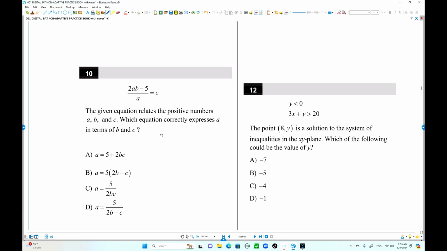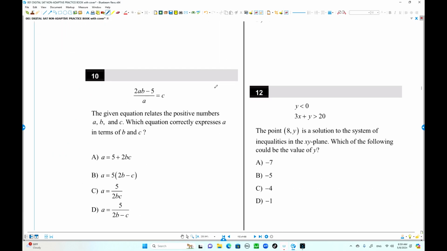Here is number 10. That is a formula, okay? Literal equations. So we're going to express y in terms of b and c. First, we can check it out where is the a. Here is the a. Another a over here. We need to combine these to a, okay? So multiply by a both sides, you got this 2ab minus 5 equals to a times c.